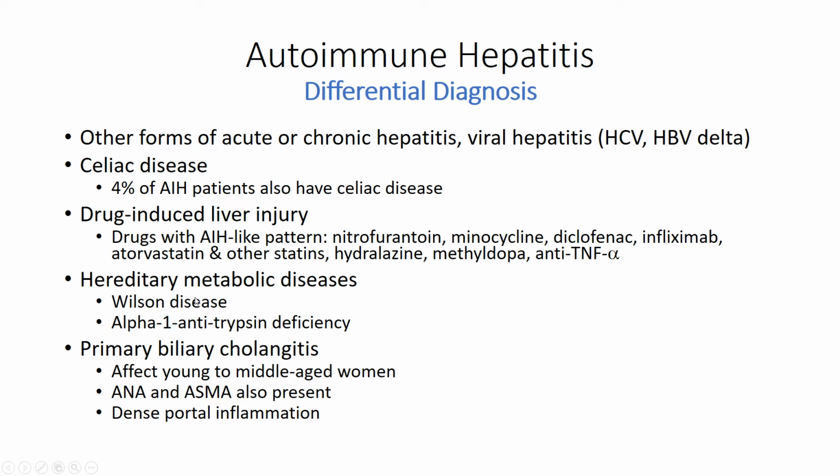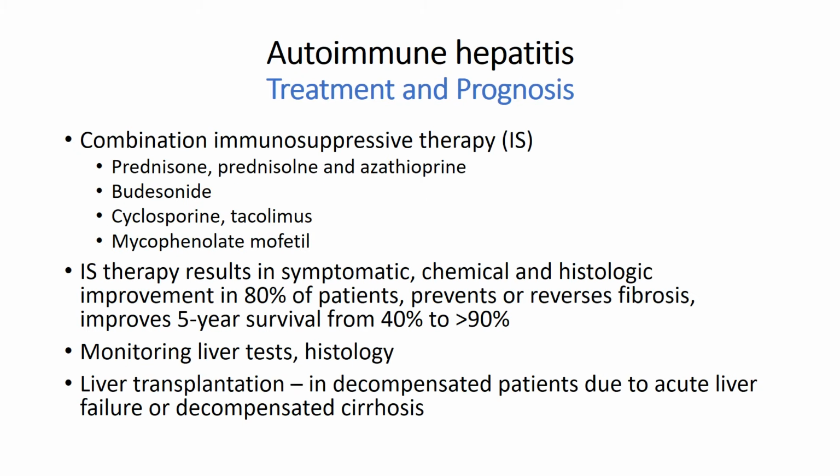Other differential diagnoses are hereditary metabolic diseases such as Wilson disease, alpha-1 antitrypsin deficiency. Both of these diseases can present with chronic hepatitis. And then another differential diagnosis, sometimes we are challenged with making a difference between autoimmune hepatitis and primary biliary cholangitis. This disease, we'll discuss shortly, affects young to middle-aged women. Autoimmune markers are positive, and there may also be a dense portal infiltrate seen in PBC.